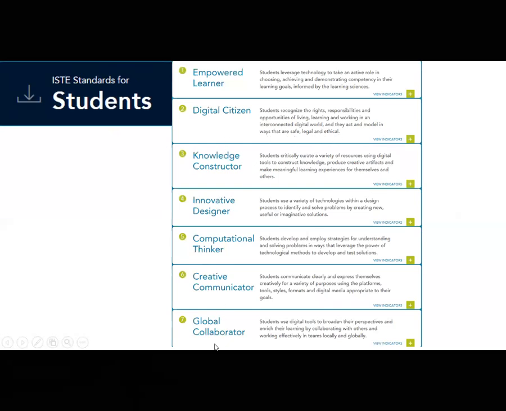We can go down all of these others: global collaborator, creative communicator, computational thinker, innovative designer, and knowledge constructor. These are all very important, and I expect you to know them. They will be on the quiz. So I would encourage you to pause, to read, and if you want, go onto the internet and Google ISTE standards for students and take a deeper look at these. But these will be on your quiz. The one that I want to focus on is the one that says digital citizenship.